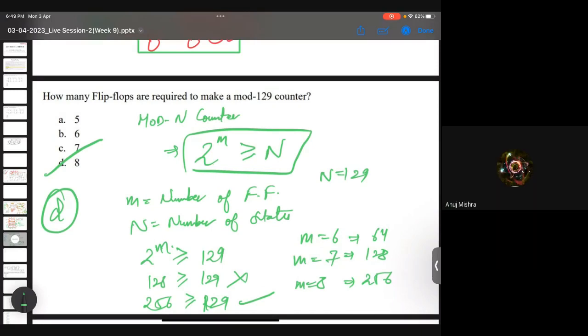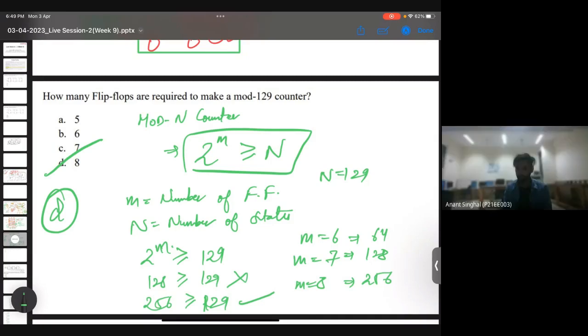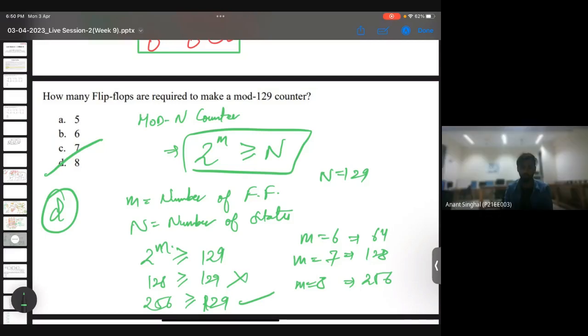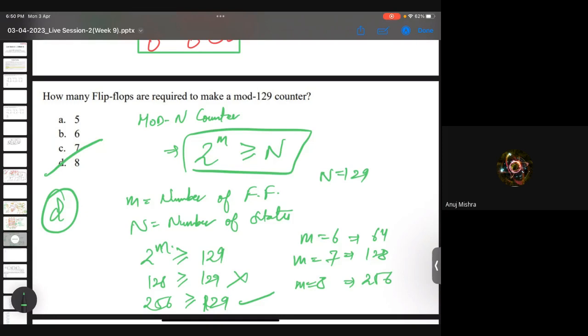So actually, we have to make the option correct, that is, greater than the given counter, right? Yes, like here it is given 129. With m equal to 7 it comes to 128 first, so we have not considered that. Then when we take m equal to 8, we have considered it, right? Yes, exactly. Okay, thanks.